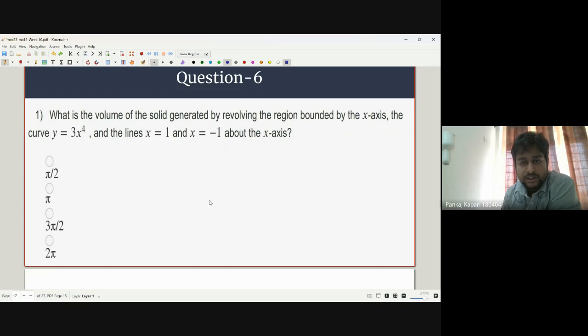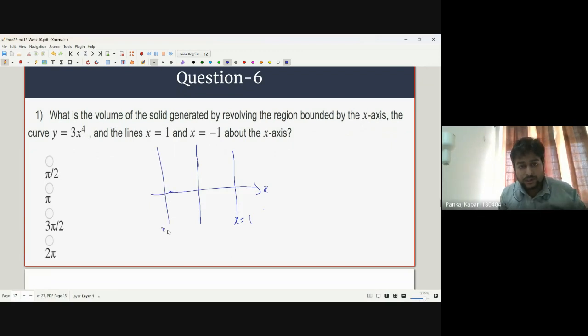So what is the region? Let's draw this region. Again, the region bounded by the x-axis. So where is our x-axis? This is your x-axis, and then there is this curve which is y equal to 3 x to the power 4, and then you have two lines. So x equal to 1 and x equal to minus 1. Let's call this x equal to 1, and then x equal to minus 1. So these lines and the region bounded by them.